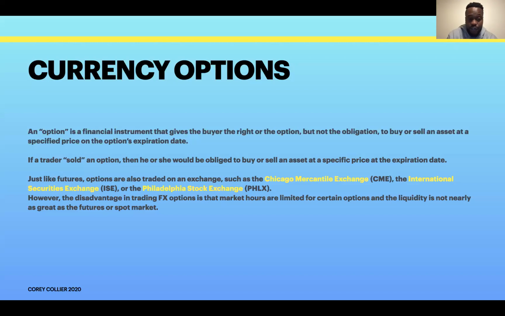Just like futures, options are traded on an exchange, such as the CME, the International Securities Exchange, or the Philadelphia Stock Exchange. However, the disadvantage of trading Forex options is that the market hours are limited for certain options, and liquidity is not nearly as great as in the futures or the spot market. So trading binary options isn't necessarily bad. It has its limitations compared to trading in the futures or the spot market, basically.